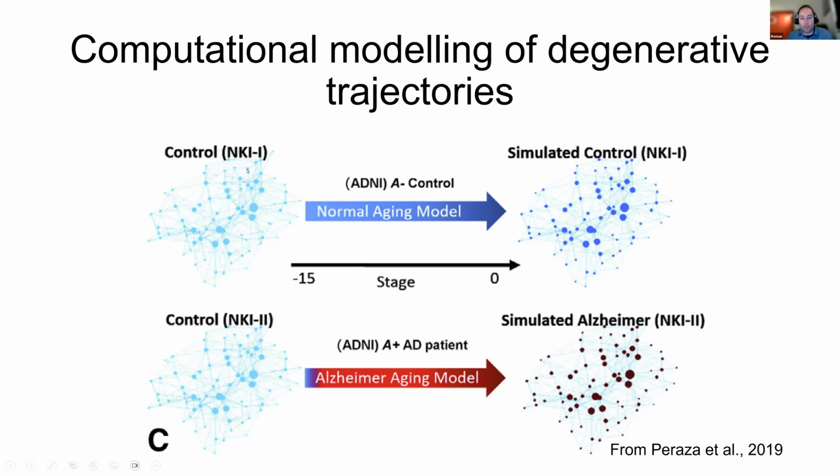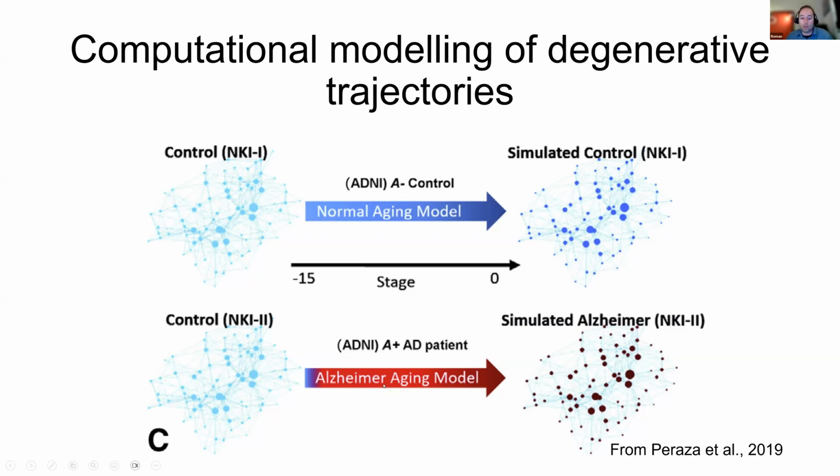And so what we did is we simulated over 15 years or stages how those brain connectivities change for each subject. So given a starting brain connectivity matrix, we then simulated how it changes over time. And then we did the same thing, but with pathological aging.